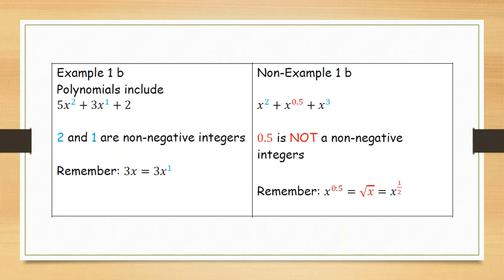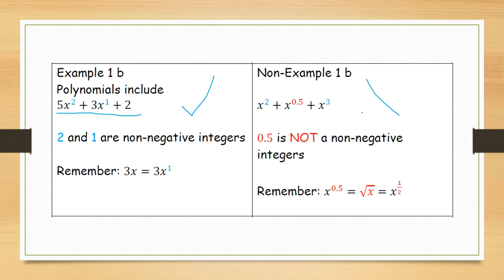Example 1b. So this is an example of a polynomial. An expression of 5x squared plus 3x plus 2. Again, the 2 and the 1 are non-negative integers. And remember, we would actually write 3x to the power of 1 as 3x, just using 1 to highlight the fact that it is a non-negative integer.